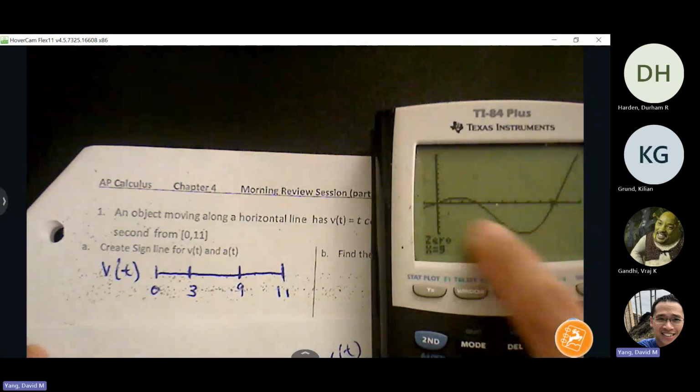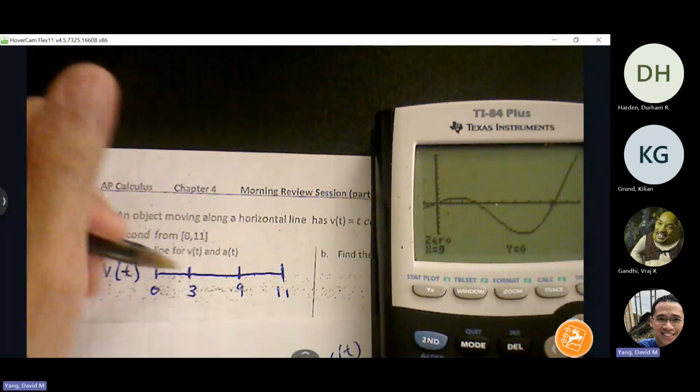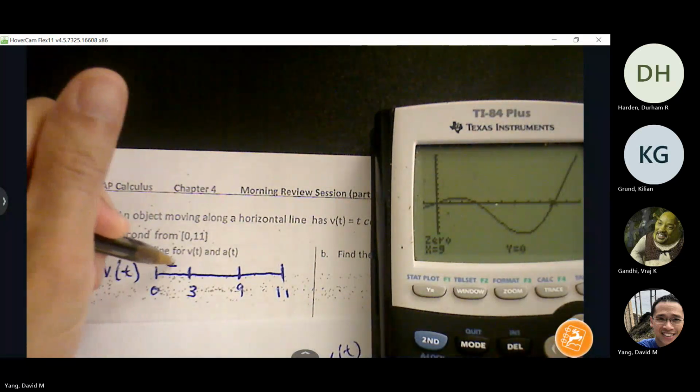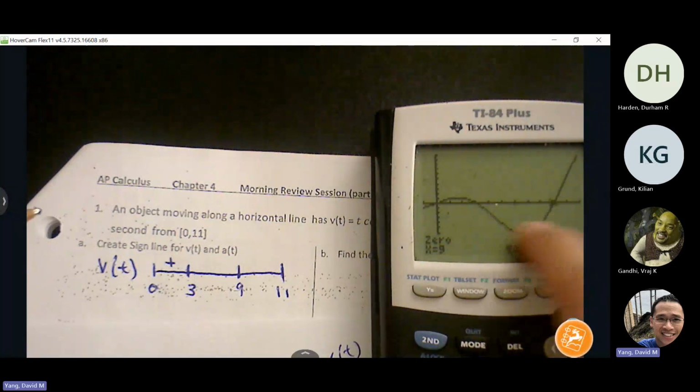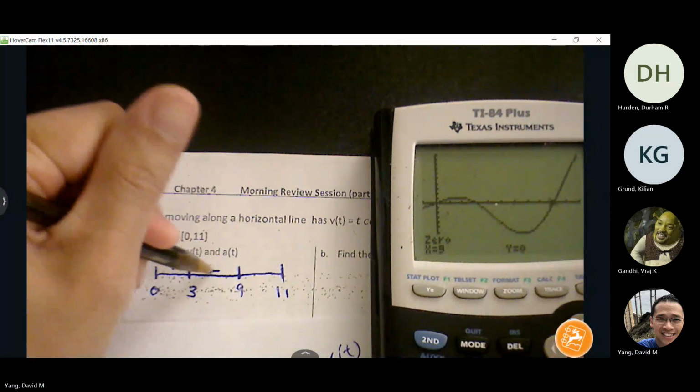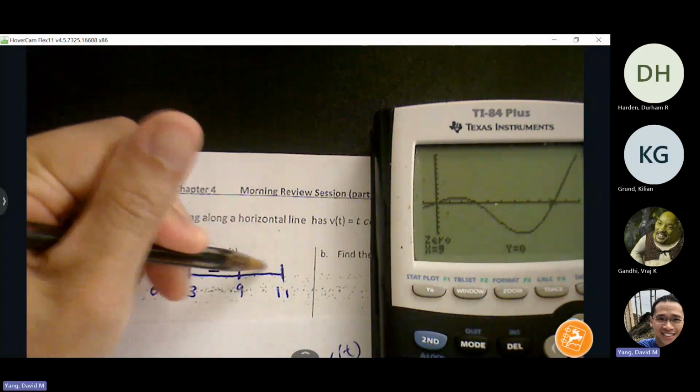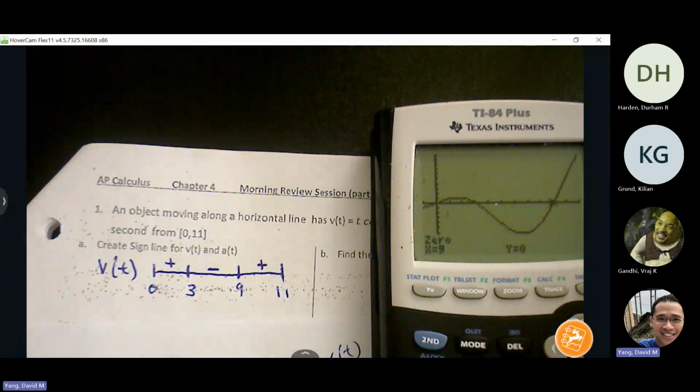So my velocity sign line could look like this. Velocity starts above the x-axis, so positive velocity. Negative velocity between 3 and 9. And then positive velocity between 9 and 11.